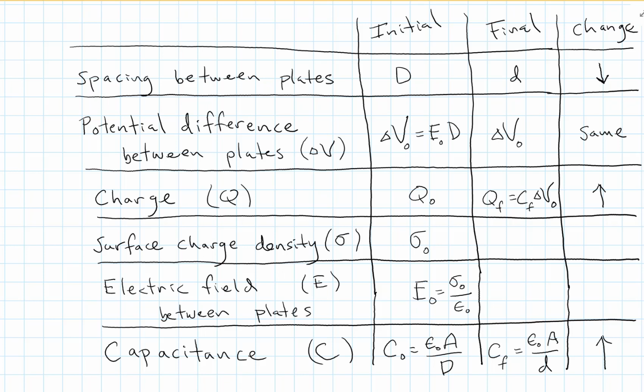Let's think about our surface charge density. We just said the charge on our plates went up, but the area of the plates didn't change. We only changed the spacing between them. So our surface charge density must increase also. And that means that what happened to our electric field? It increased also, because the electric field depends on surface charge density.